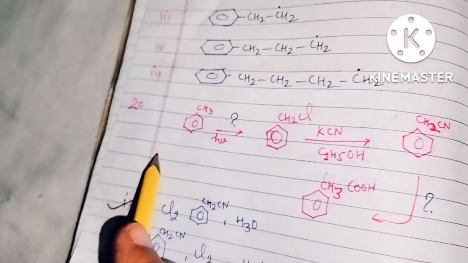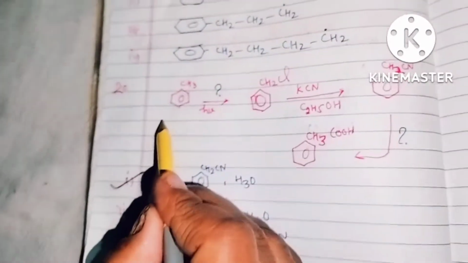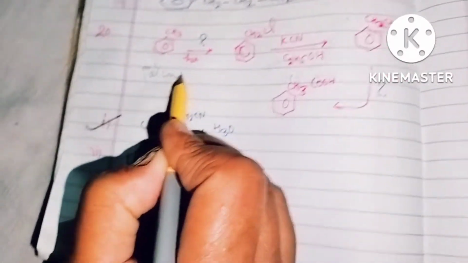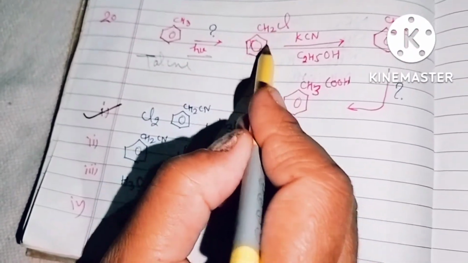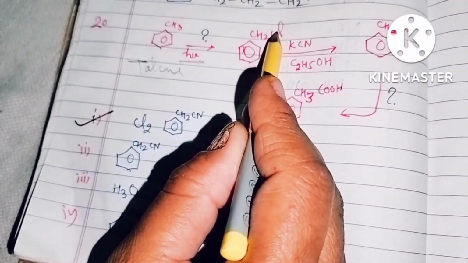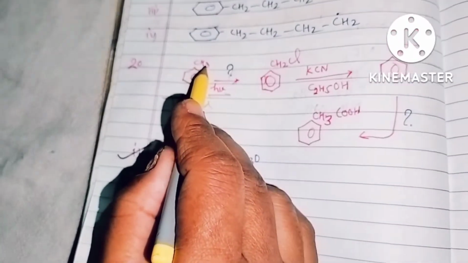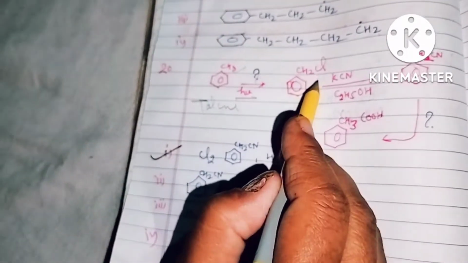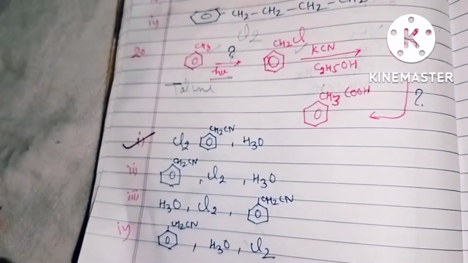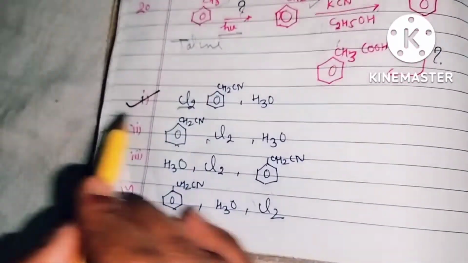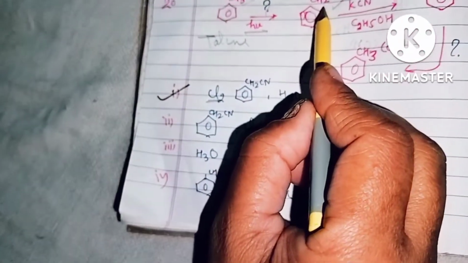Next, there is one equation given. In this condition, this is toluene. Toluene in the presence of heat and light gives the product benzyl chloride. What is the reagent present? We know the replacement of hydrogen by chlorine is called chlorination. The right option is Cl2, and this chlorine is added.